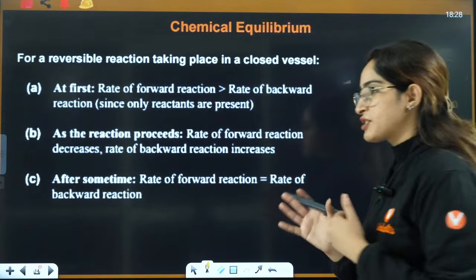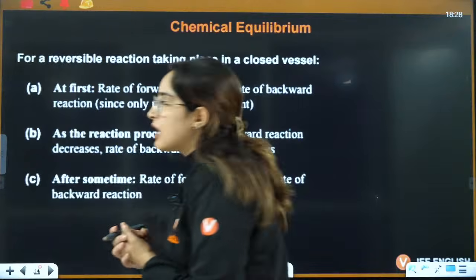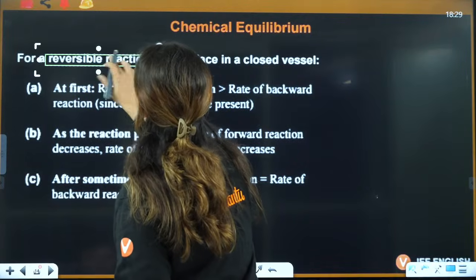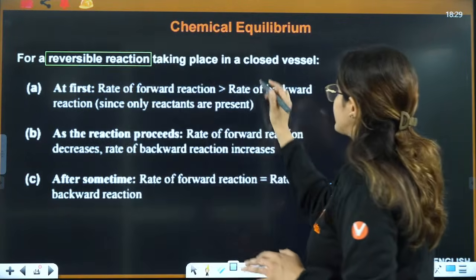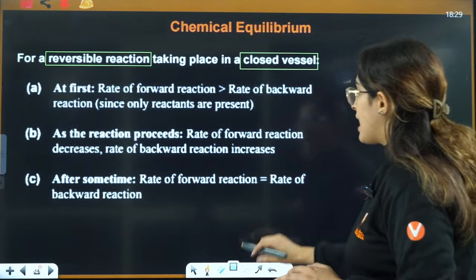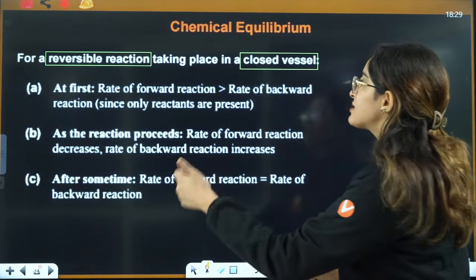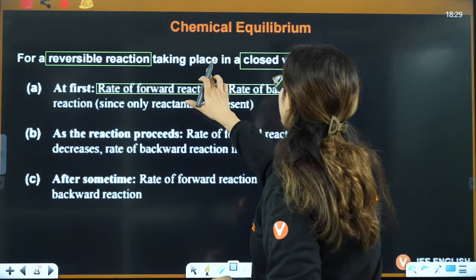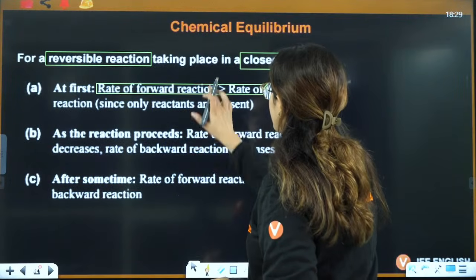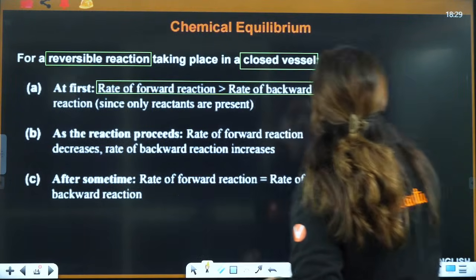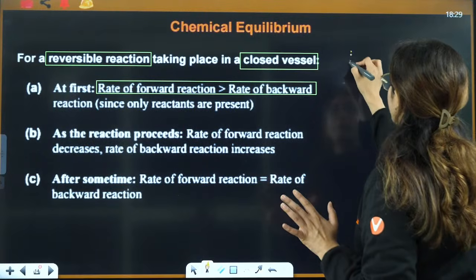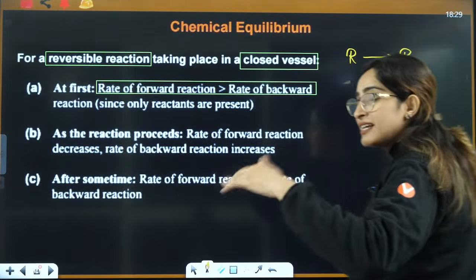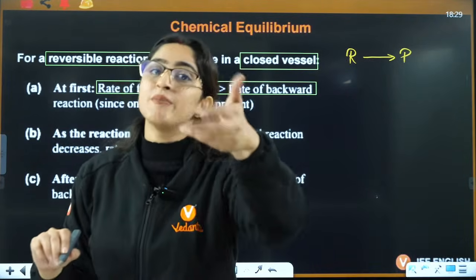Now let's talk about chemical equilibrium. That is the name of this chapter, chemical equilibrium. As I told you, chemical equilibrium will exist for reversible reactions, right? Taking place in a closed vessel. Always it should be in a closed vessel. Now what will happen? At first, the rate of forward reaction will be greater than the rate of backward reaction. Let's say you have a reaction. This is a chemical equilibrium where the phases are not changing, the states are not changing. It is getting converted to a new chemical itself.